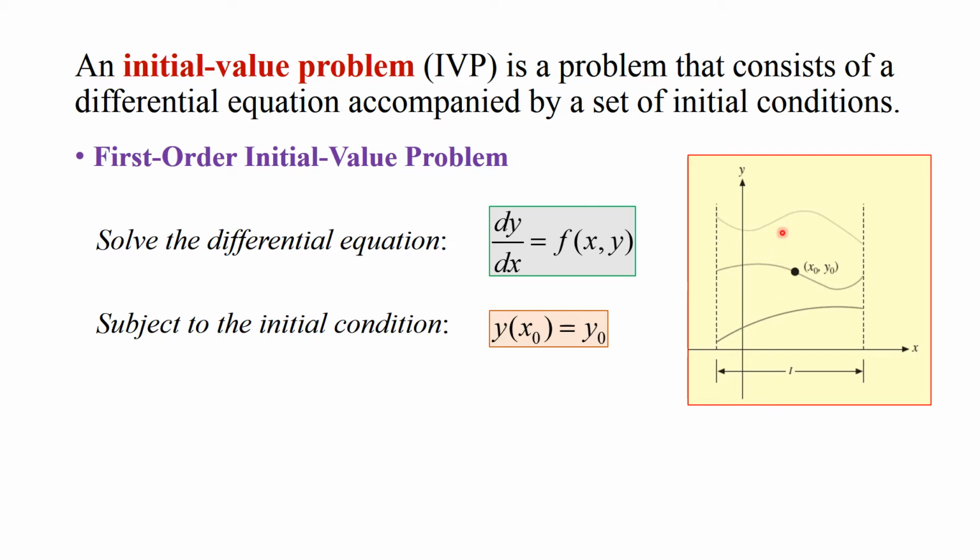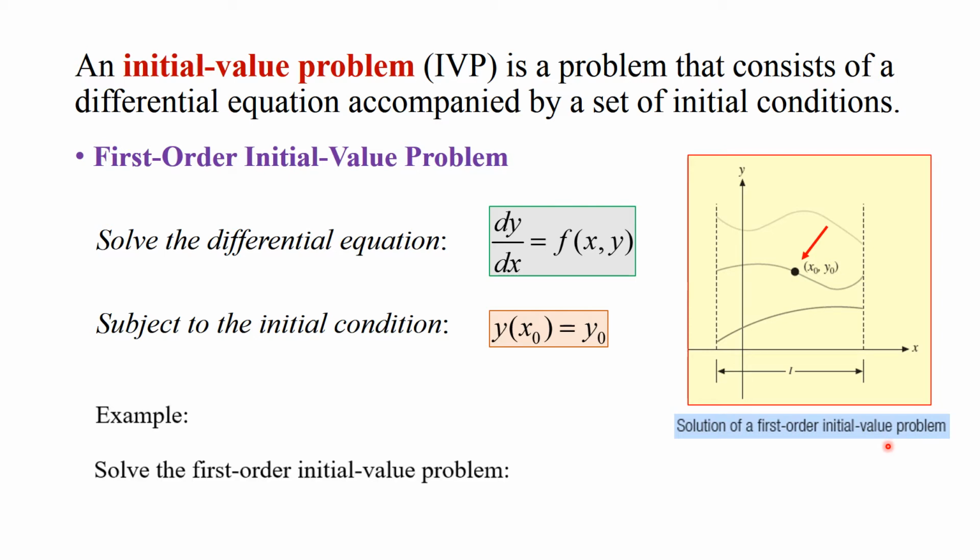But out of all these solution curves, one of these curves has to satisfy the given initial condition where the curve has to pass through the point with coordinate (x0, y0). Okay, so suppose this is the only curve that passes through the point (x0, y0), and therefore we call this curve the solution for the given first order initial value problem.